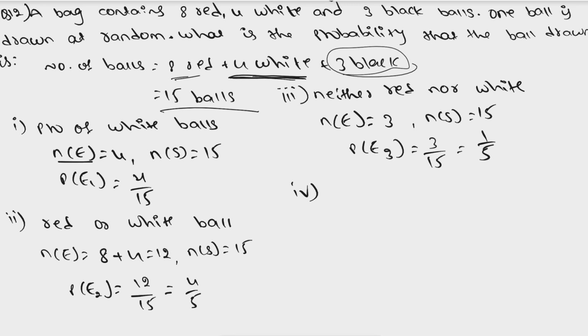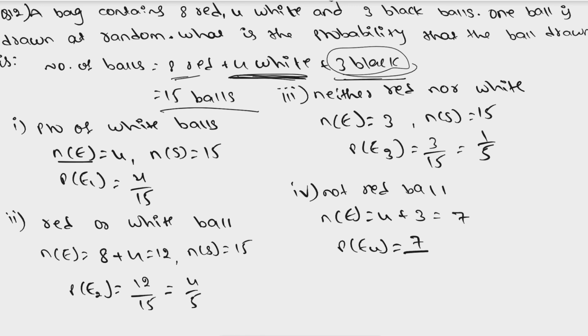Next we have the probability of not a red ball. Not a red ball means it may be white or black. So the favorable outcomes are 4 white balls plus 3 black balls, which is equal to 7. The probability of this fourth event is n of E by n of S, which is 7 by 15. This is our question number 12.